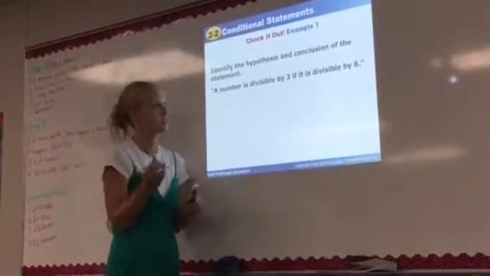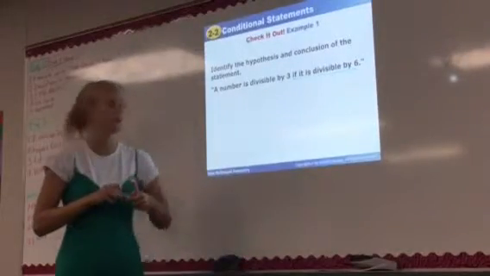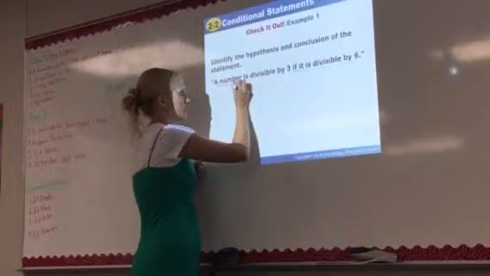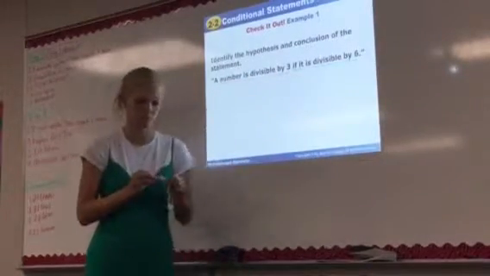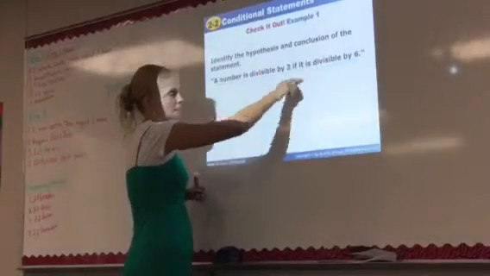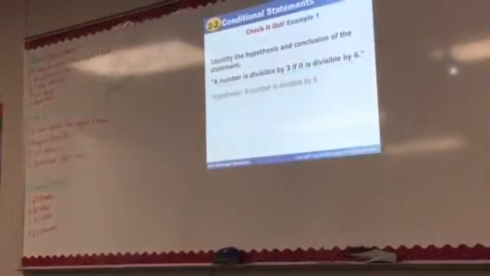Noah, if it is divisible by 6, then Emily, what's my conclusion? A number is divisible by 3. Then it's divisible by 3. Technically, if a number is divisible by 6, then it's divisible by 3, right? Alright, go on.